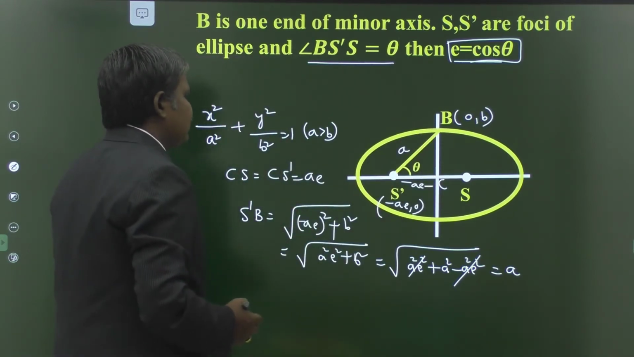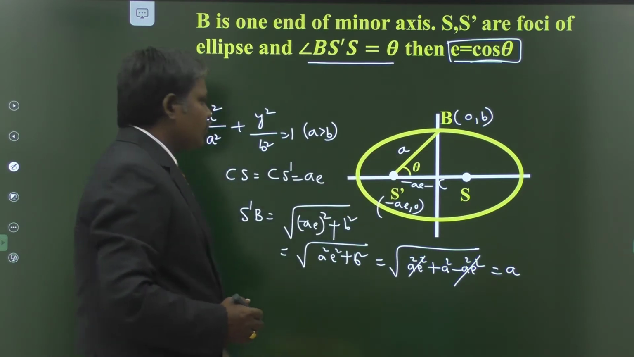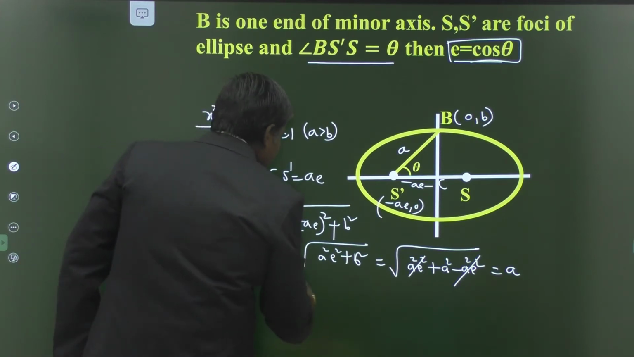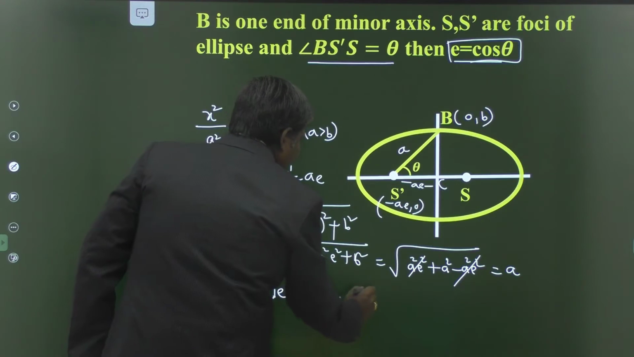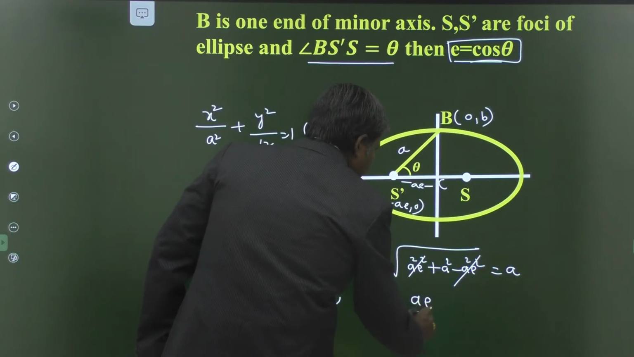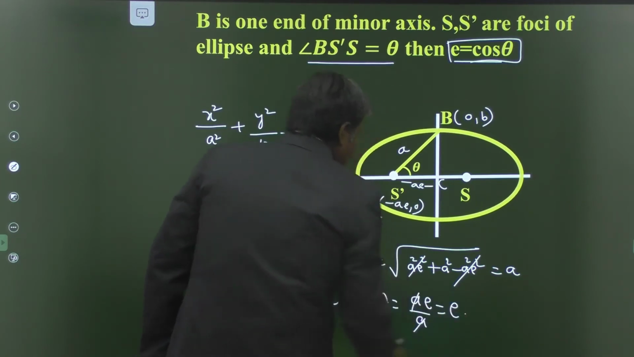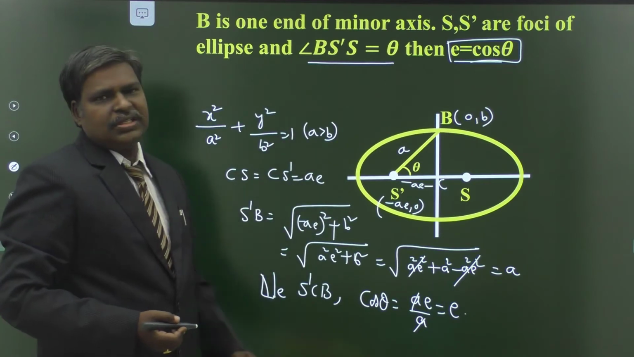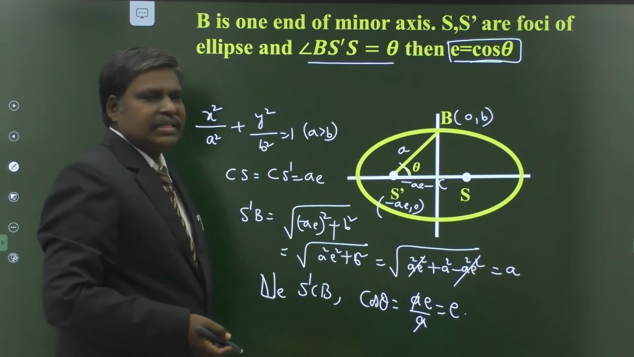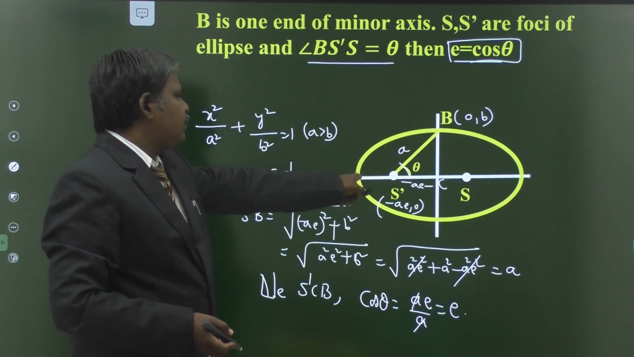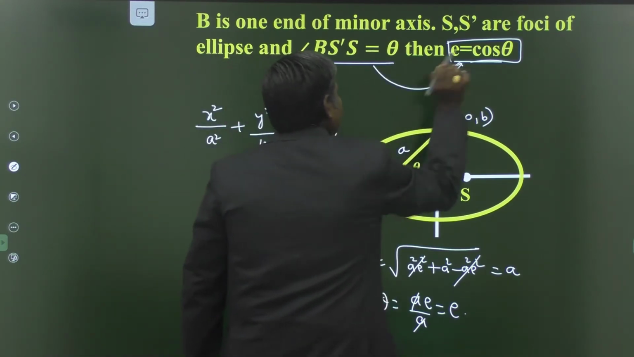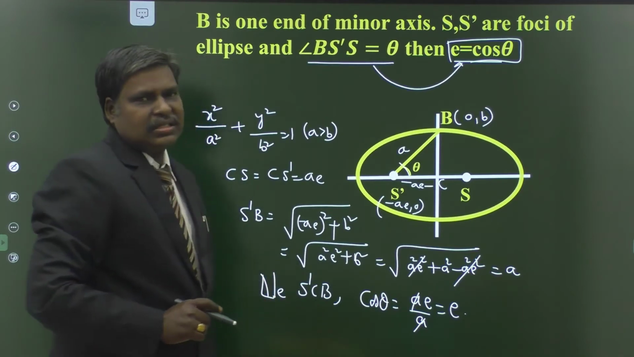You can easily write cos theta as adjacent side by hypotenuse. From the right angle triangle S dash CB, cos theta is equal to AE by A. AE gets cancelled, we have E. Therefore, the eccentricity of the ellipse is cos theta. For any problem, if you have this angle B S dash S equal to theta, immediately you can write the eccentricity as cos theta.